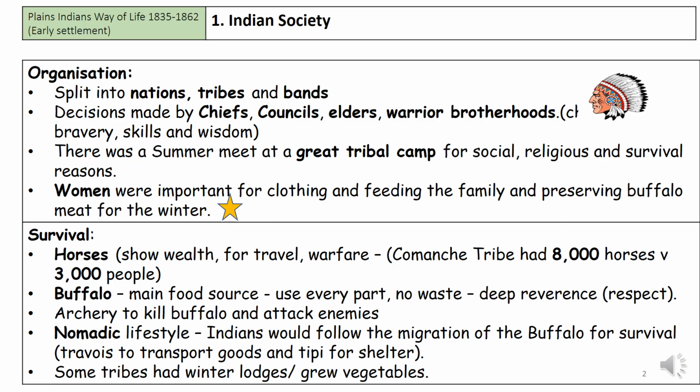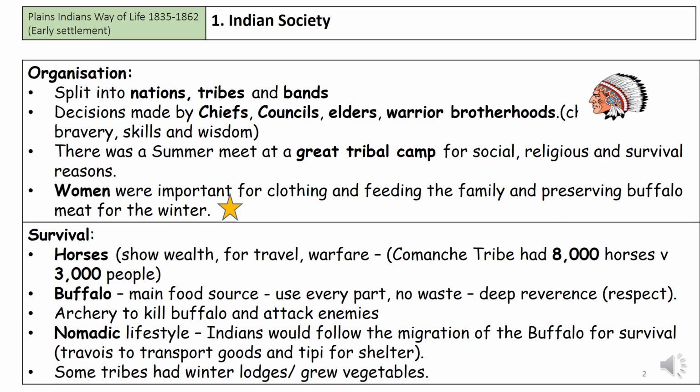Bands could be hundreds or they just could be 20 people, so it really did depend. There was no fixed number there. In the summer, they would meet at a great tribal camp. They would come back together if they'd split at all. This is social reasons, but also for survival. You might be swapping some women there or getting involved with some business, maybe swapping some horses for some weapons, etc.